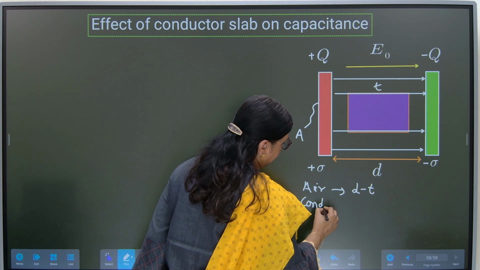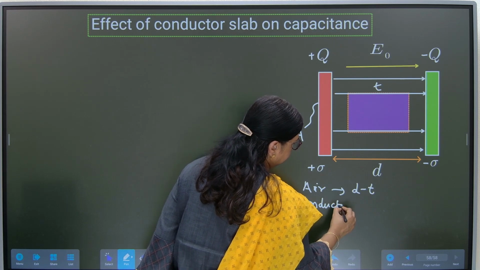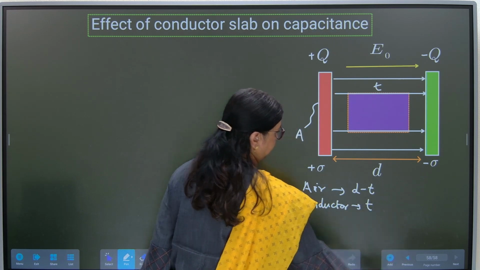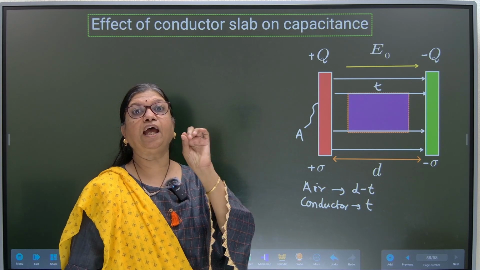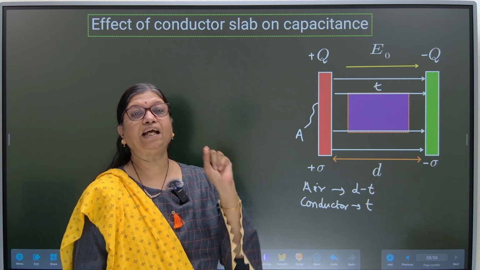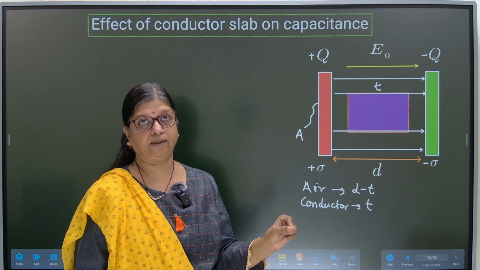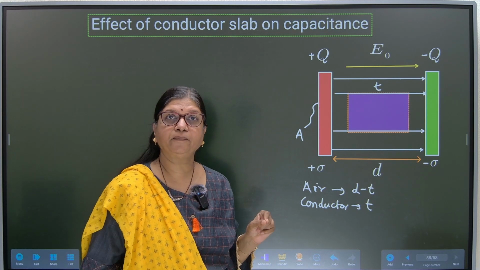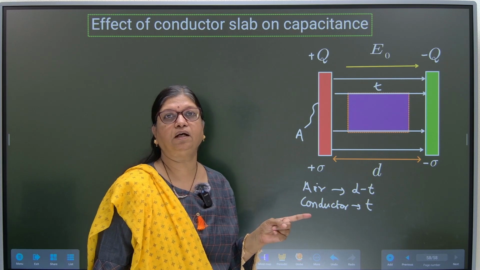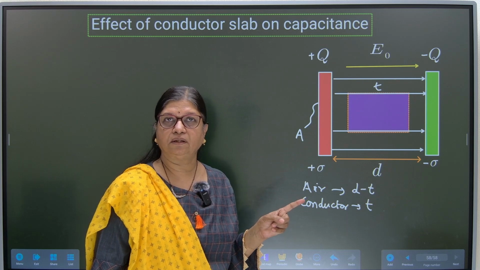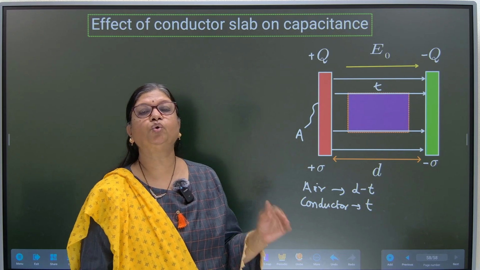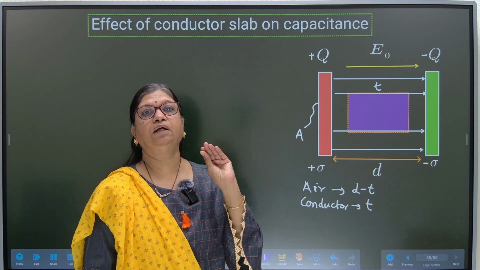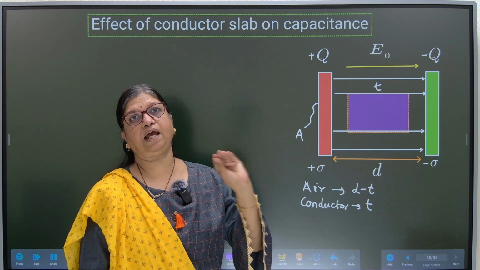Conductor is occupying a space of length T. Fine. Okay. We have also learned that as soon as I place the conductor between the plates of a capacitor, there is no electric field inside the conductor slab.